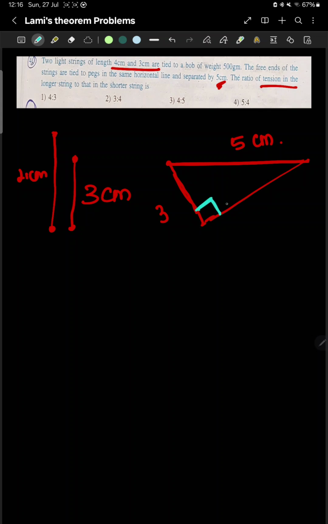Why this happens? Because of the difference in the length. The longer one is 4 centimeter. Obviously, these two strings have been used to connect a bob. So a bob is connected to these two strings and has been attached to a peg, that means a rigid support, and the distance between the connection of these two strings on the peg is 5 centimeter. The bob has weight, so obviously it will be having a downward force. Let us consider that as F.